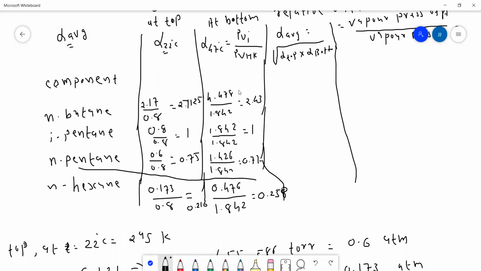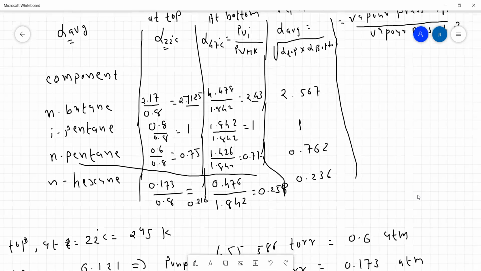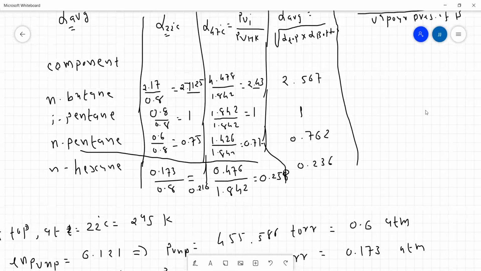All right. So you multiply these two and take the square root. Then you will get this is equal to 2.567. Right? Then this is 1, and this is 0.762, and the last one is 0.236. So now we have determined the relative volatilities.